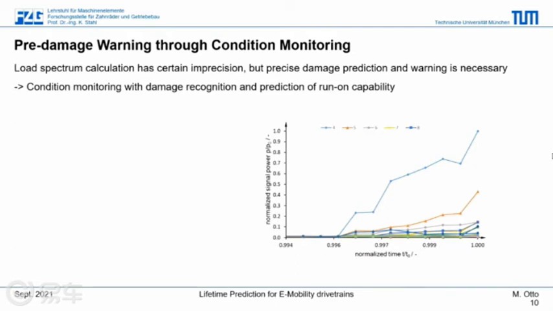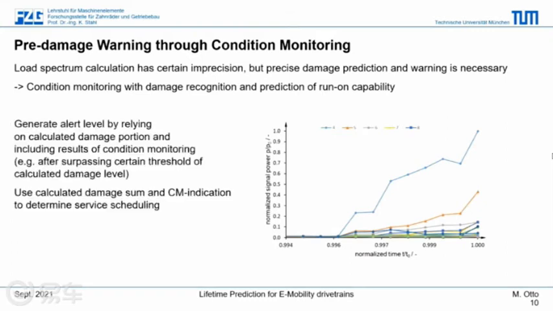So with this algorithm and this result, it would be very clear at this point in time that tooth root breakage is developing, and some measures would have to be taken to prevent a full breakdown of this gear mesh.